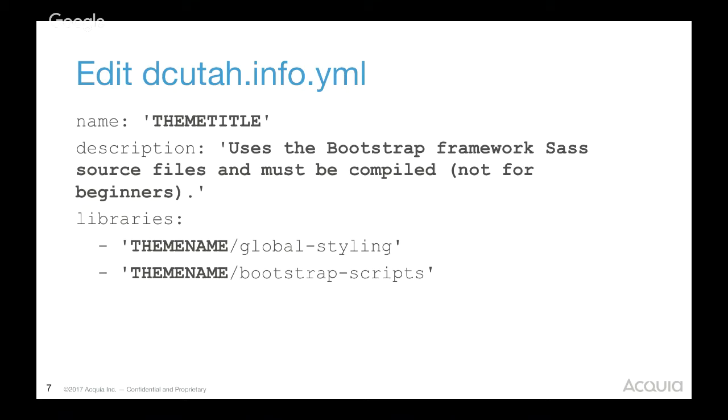And then you need to change the two theme name bits of text down at the bottom to DC Utah. It's got to match your theme so that then it'll find your CSS files and your scripts. They use a new thing called libraries, and it's a separate file, and that's going to list out all your CSS and JavaScript files.